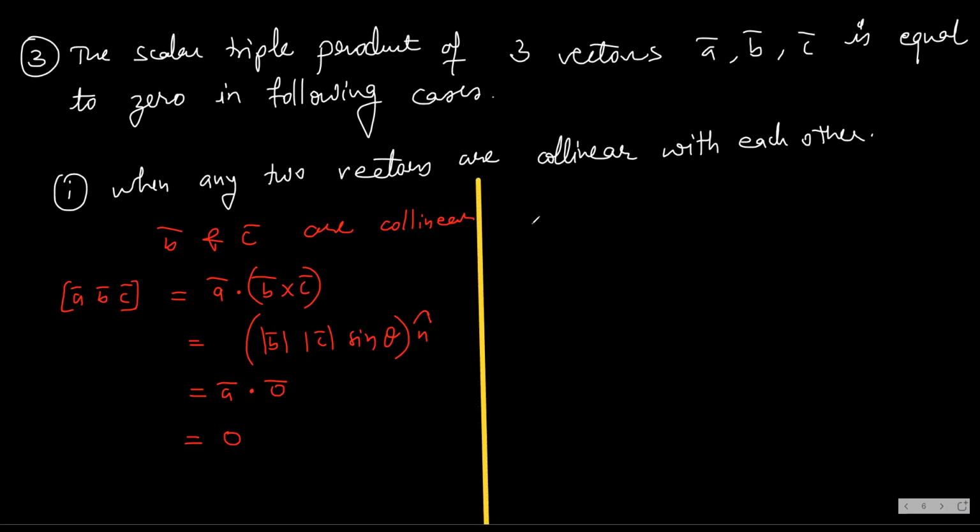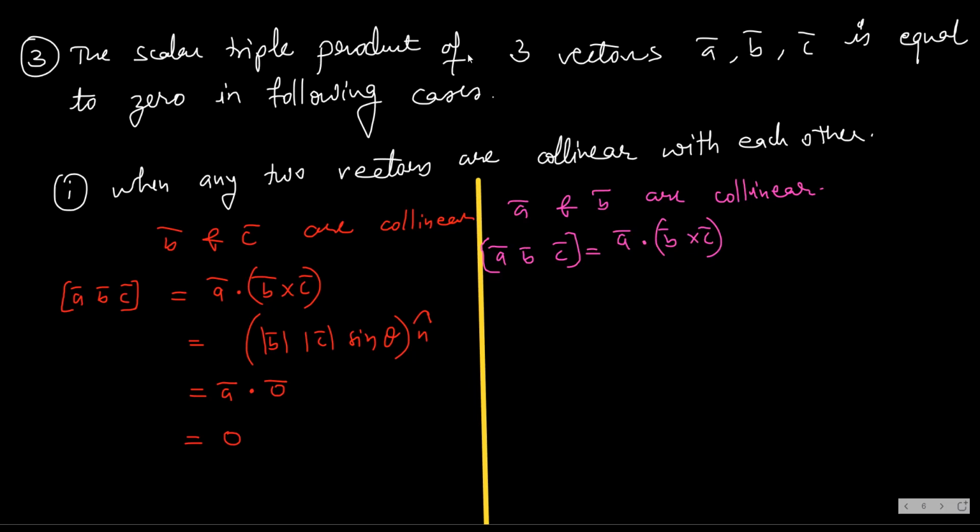Suppose A bar and B bar are collinear. Now you don't have the cross product between them. See here, it is A bar, B bar, C bar, which is equal to A bar dot B bar cross C bar. Now you cannot say that the cross product is 0, because B bar and C bar are not collinear. It is A bar that is collinear with B bar.